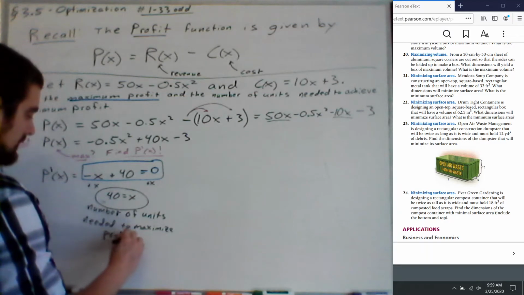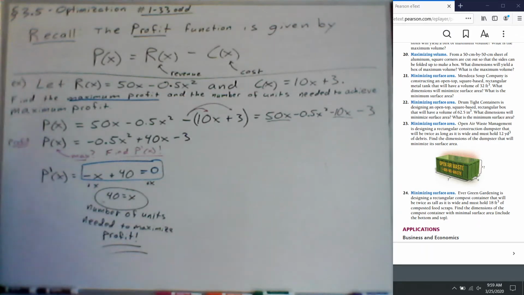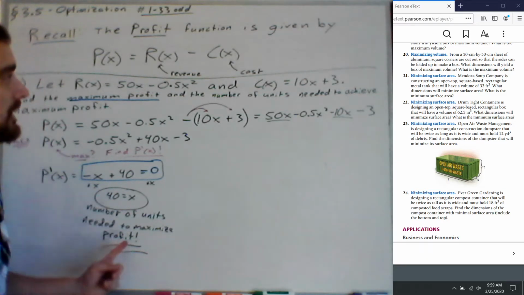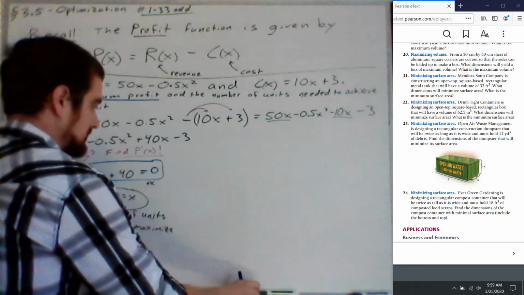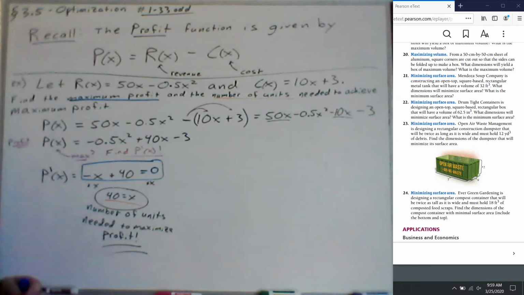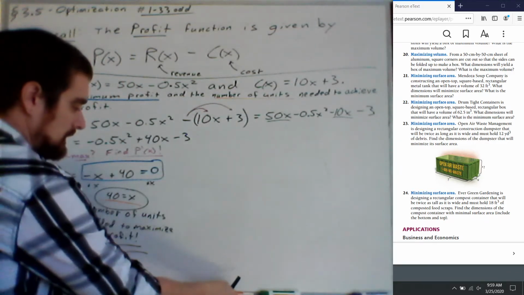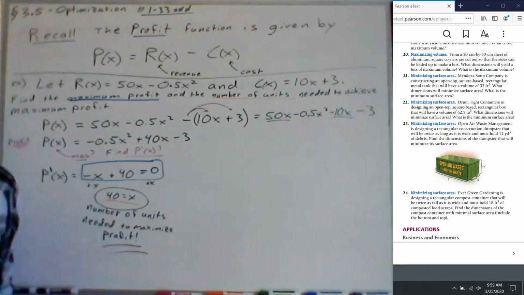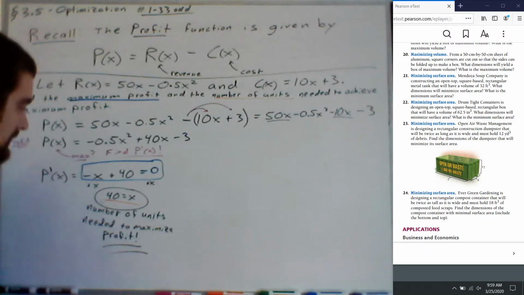I have already answered the second part of the question. I've already found the number of units that I need to maximize profit, right? Number of units needed to maximize profit? Yeah, it's 40. Done, right? Well, not done with the whole problem, because it also asks, what is that maximum profit? So I still have a little bit more to go within the process.